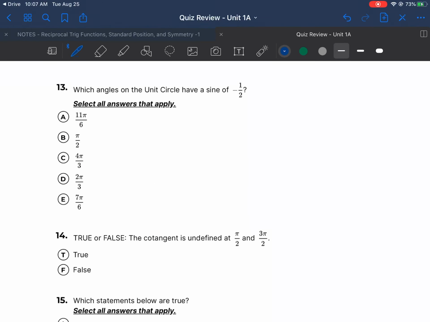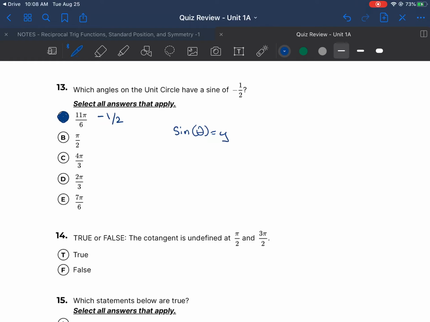Looking at number 13. Which angles on the unit circle have a sine of negative 1/2? So doing something very similar. Again, remember that the sine of an angle is equal to the y-coordinate. So let's go through our unit circle. Let's check these angles in radians and see which ones have y-coordinates of negative 1/2. If I look at 11 pi over 6, which is the same as 330 degrees, the sine is negative 1/2. So this one is going to check out.